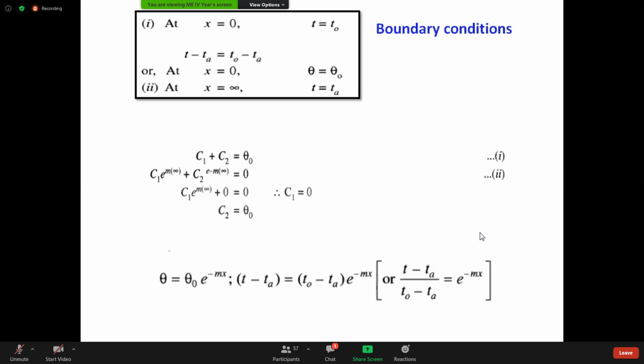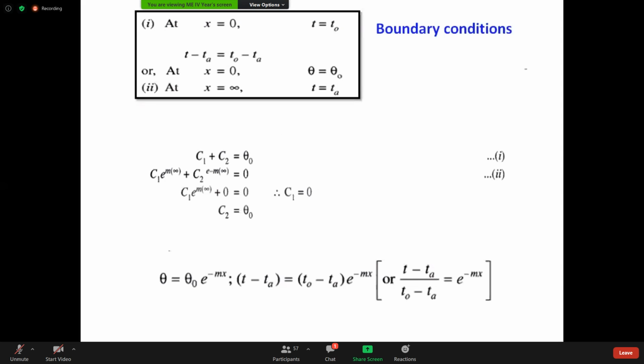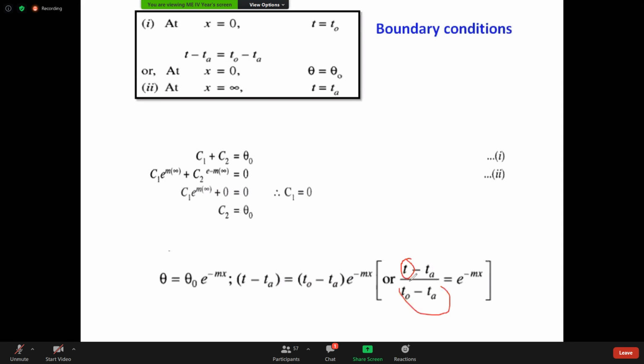That is, theta is equal to C1 into e power mx plus C2 into e power minus mx. That equation will also be used for the other two cases. Only thing is the boundary conditions will change. After that, you have to calculate the Q fin after attaining this temperature profile. From here, this temperature you need to calculate, that means T infinity plus e power minus mx into T naught minus T infinity. The same thing we can substitute there.